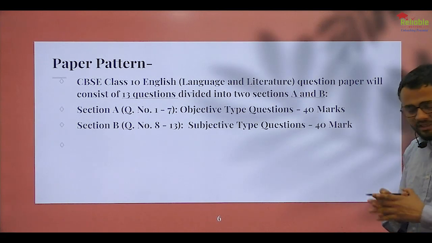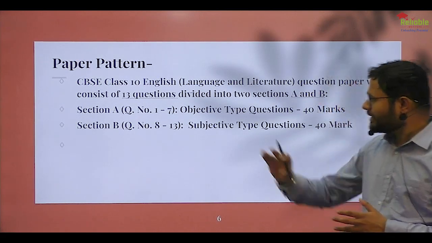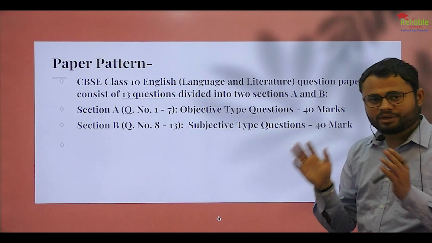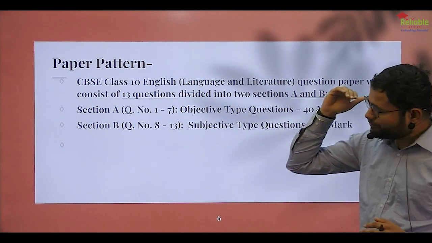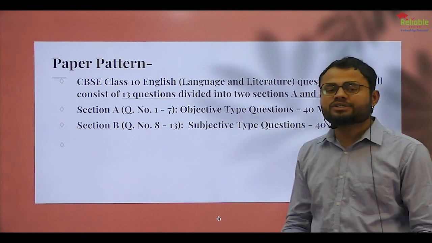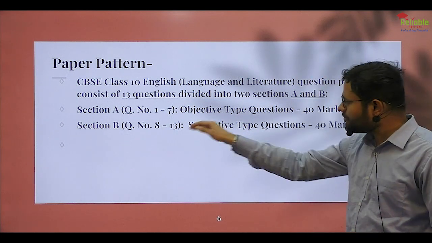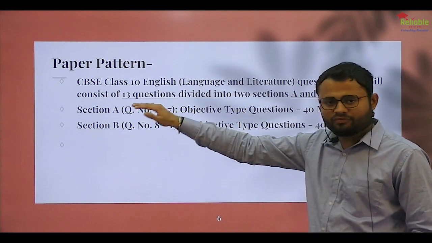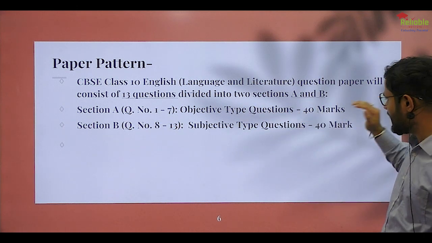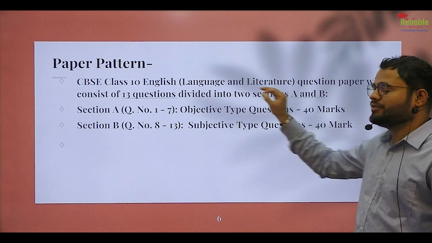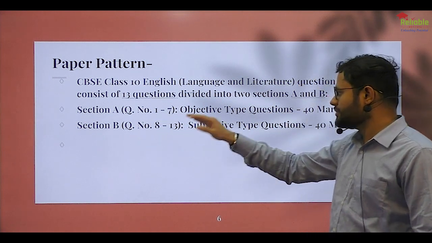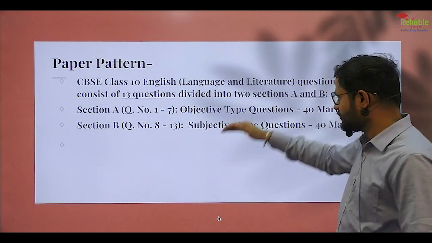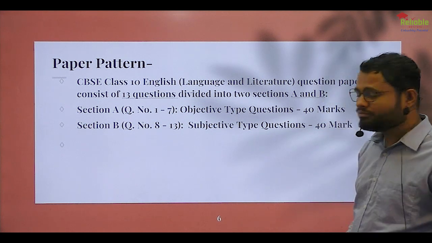Okay, so as we have discussed the complete paper itself, now we'll have a quick look into the paper pattern, like what's the paper pattern, and at which particular question number what kind of question is going to be there. Overall, there are going to be 13 questions, and section A is from question number 1 to question number 7, wherein there are going to be all questions of objective type, and section B is from question number 8 to question number 13, and they are of subjective type questions. 40 marks for section A and 40 marks for section B.